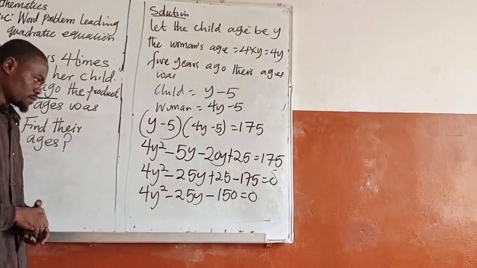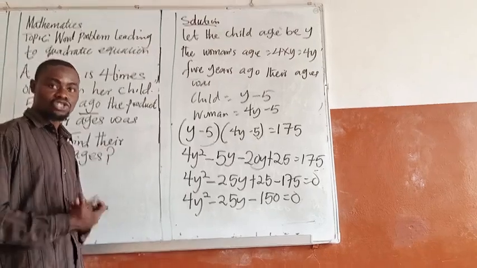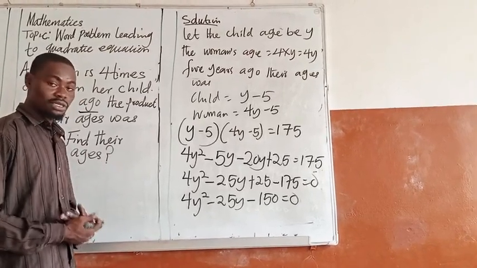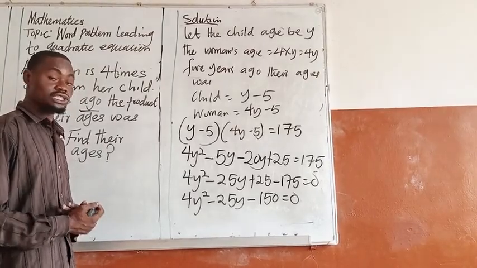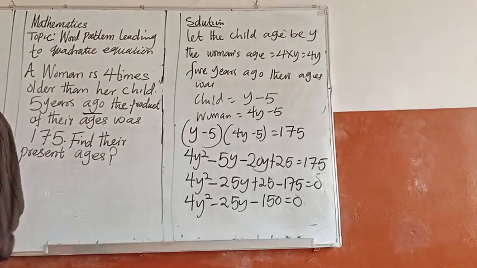This has changed to a quadratic equation. So in this case, we can decide to use the factorization method, we can decide to use the general formula method, or we can decide to use the completing the square method. In this, let me use the factorization method to make our work very, very easy.